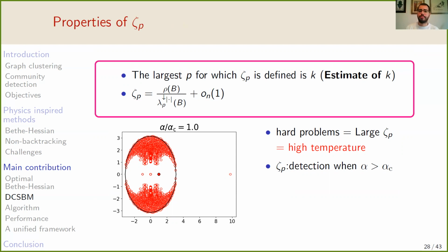This tells us two things. When we have hard problems, we have large values of zeta p, and zeta p, I recall, is the value of r, which is a temperature. Hard problems means high temperature, means to give more weight to the entropic contribution of the free energy. And secondly, zeta p exists if the eigenvalue outside the bulk of B exists, because they are in one-to-one relation. And these eigenvalues exist as soon as alpha is greater than alpha c. So we claim that zeta p exists as soon as alpha is greater than alpha c, which is the best we can hope for.